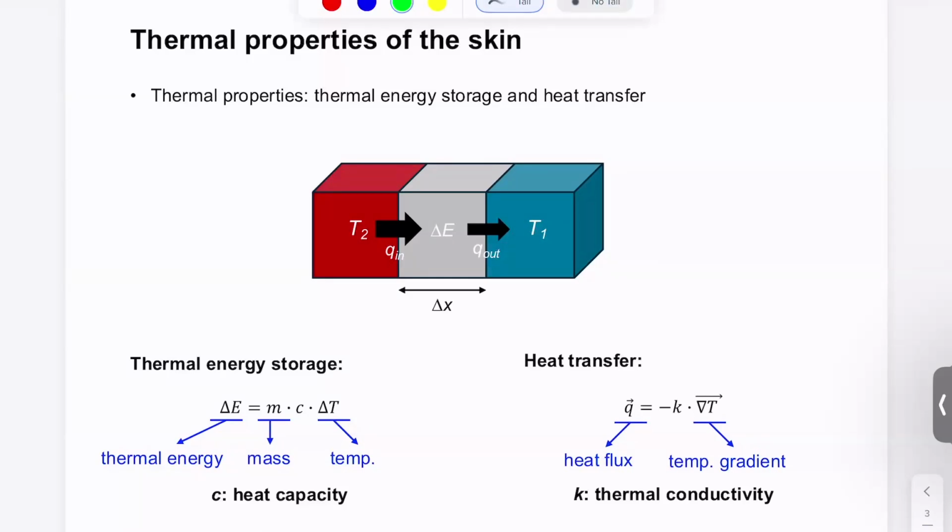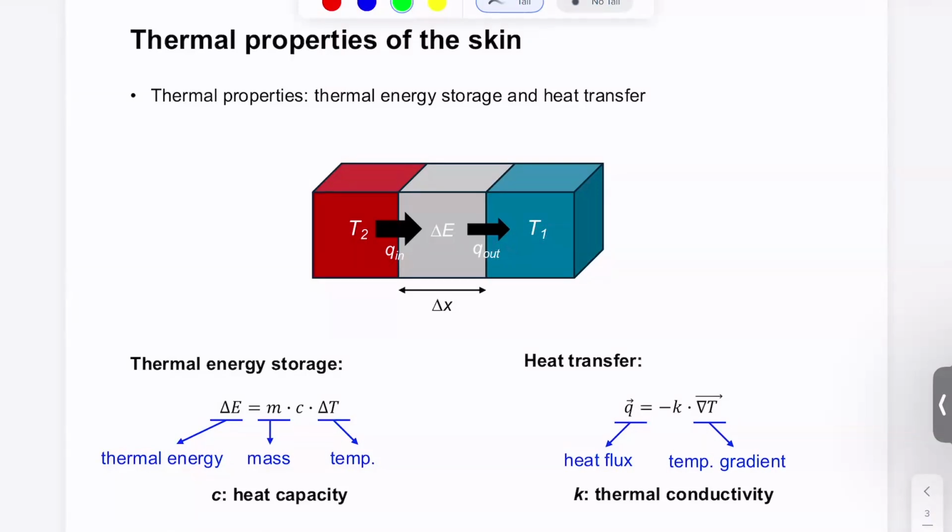So let's consider this thermal model. We have a hot object on the left with a temperature of T2 and a cold object with a temperature of T1 on the right. Then we stick a third object in between. So what thermal processes are going to happen?